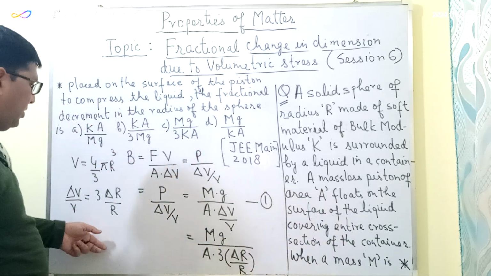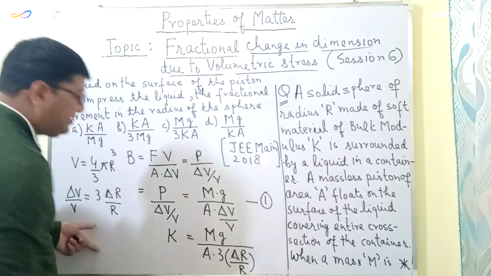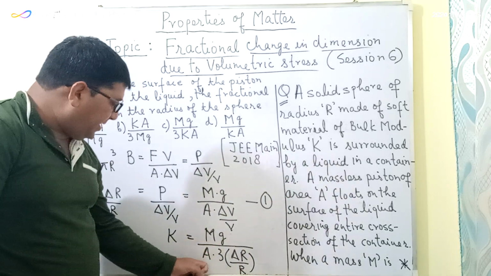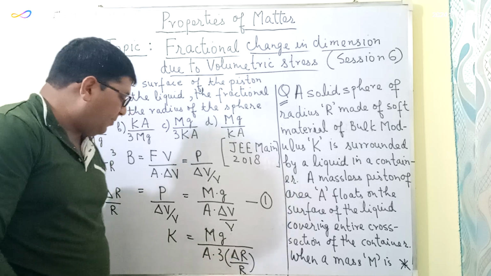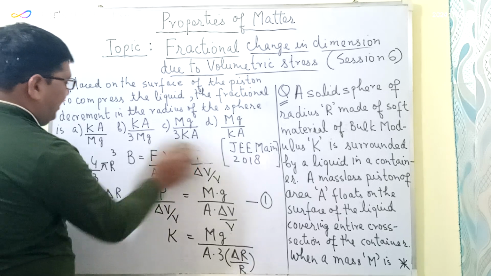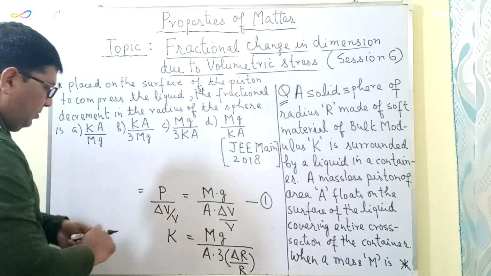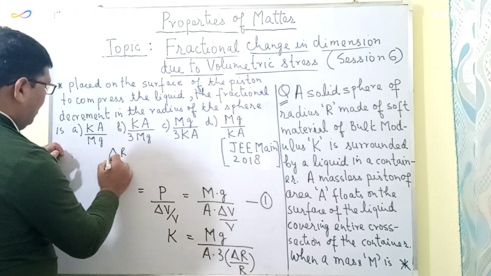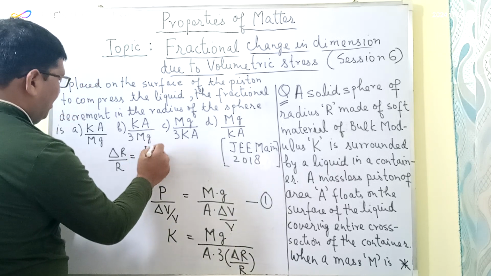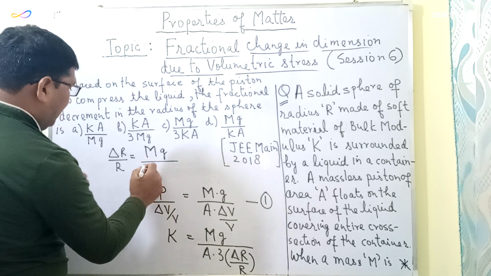And this is the bulk modulus, and the bulk modulus in this question has been given as K. So K is equal to mg divided by 3 times A in bracket delta R upon R. So now from this equation, we can simply find the value of delta R by R. So delta R upon R from this equation will be equal to mg divided by 3 times KA.